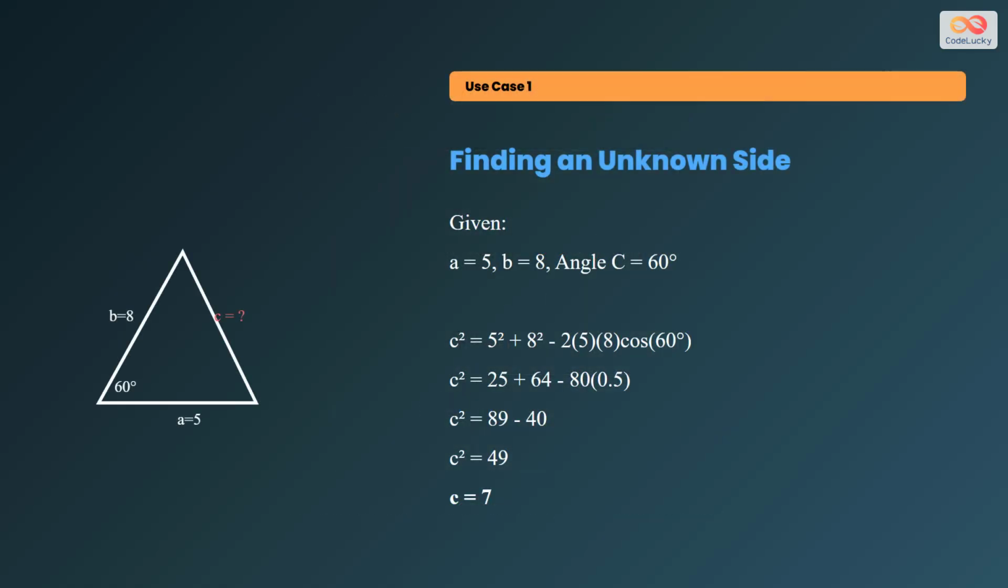Let's try a practical example. Suppose we know side a is 5, side b is 8, and the angle between them is 60 degrees. We plug these numbers into the formula. We calculate the squares, multiply the terms, and use the cosine of 60, which is 0.5. After doing the arithmetic, we find that c squared is 49, meaning side c is 7.